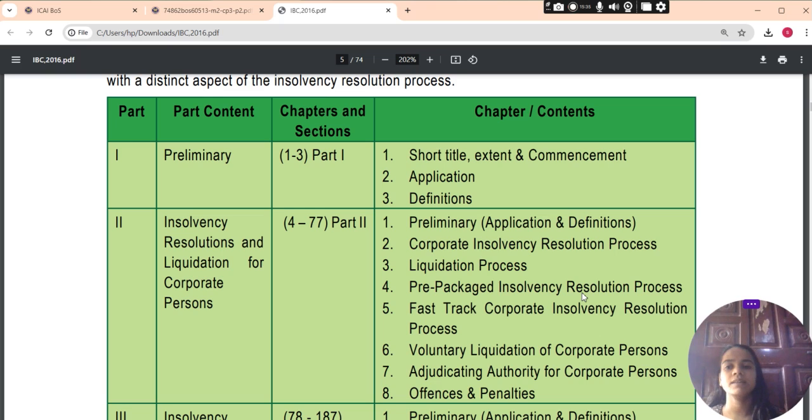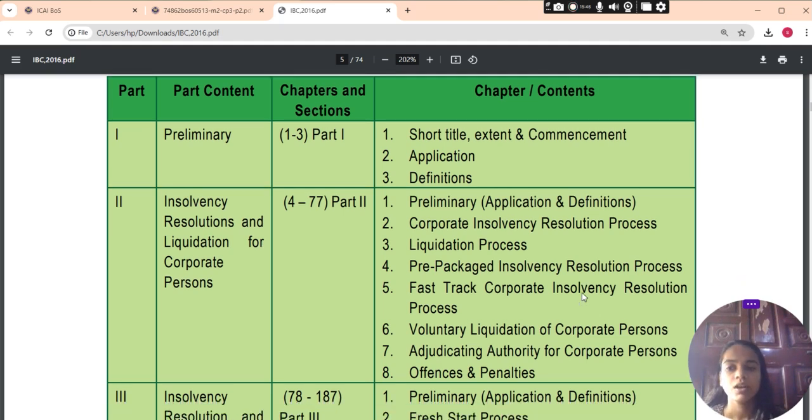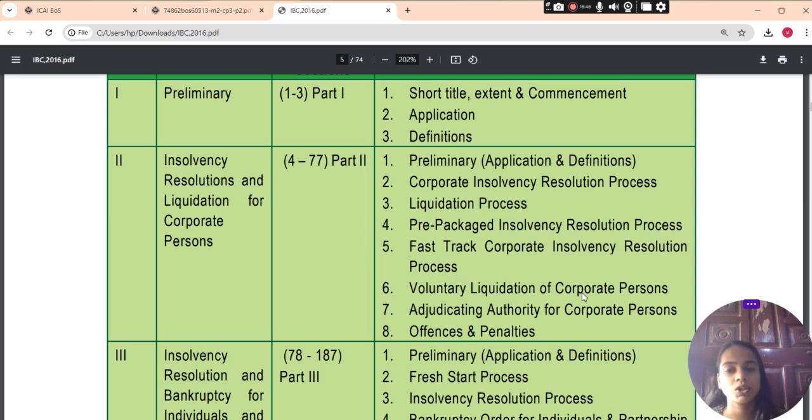So part 1 contains preliminary, sections 1 to 3, with short title, extent and commencement, application, definition. After that, part 2 is insolvency resolution and liquidation for corporate persons, sections 4 to 77. It covers preliminary application and definitions, corporate insolvency resolution process, liquidation process, pre-package insolvency resolution process, fast track corporate insolvency resolution process, voluntary liquidation of corporate persons, adjudicating authority for corporate persons, offenses and penalty.